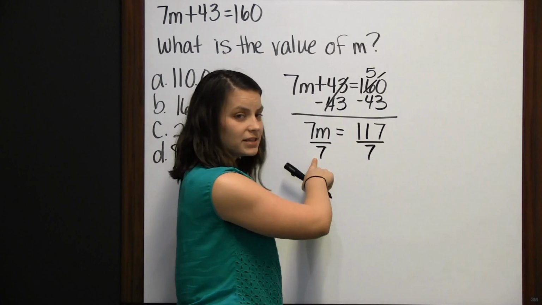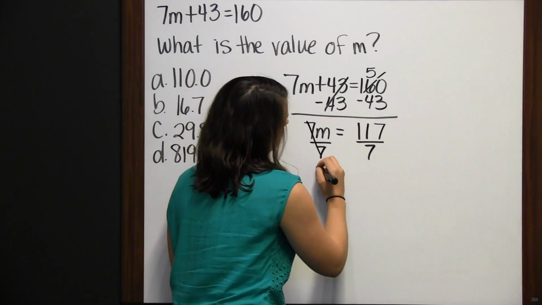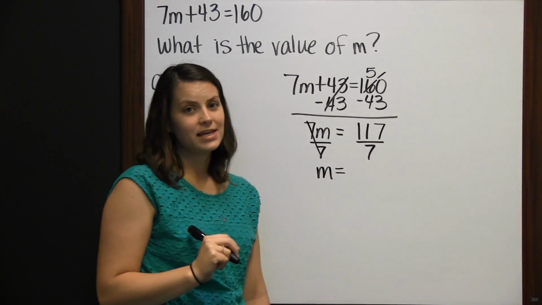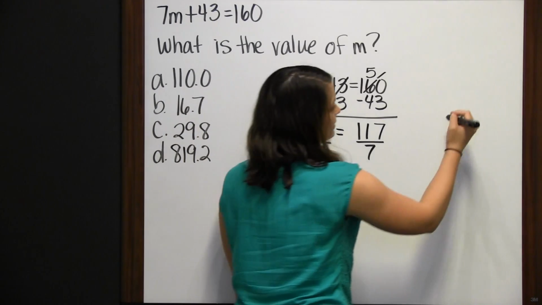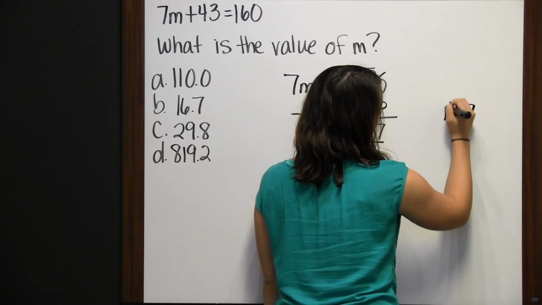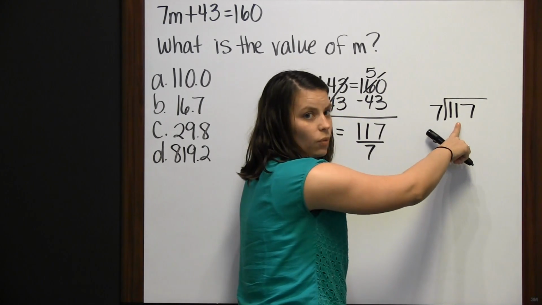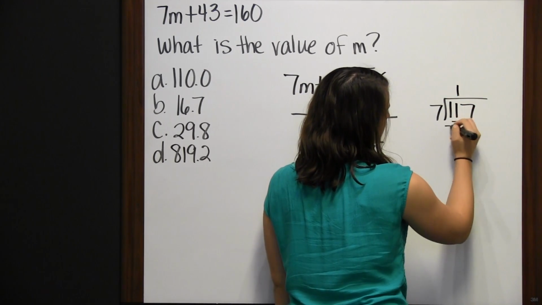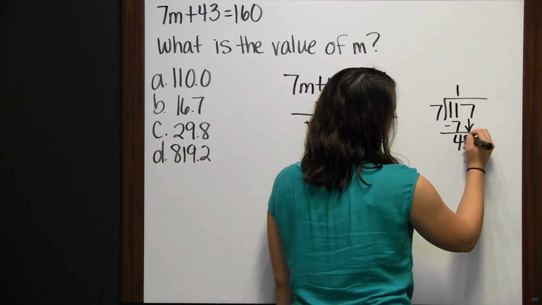7 divided by 7 is 1, and 1 times m is m. 117 divided by 7, I'm not sure what that is, so I'm going to divide off to the side. 7 goes into 11 one time. 7 times 1 is 7. When you subtract, you get 4. And then we bring down the 7.